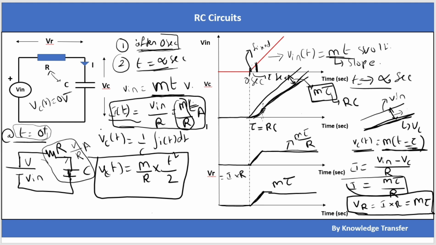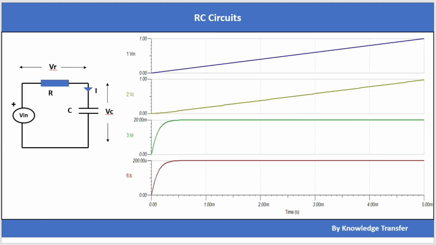Let's see, I have simulated the same circuit. Let's see what the circuit looks like. So here is the circuit which I have simulated. This is the Vin, which is a ramp, this is the VC, this is the VR, and this is the IC, the current flowing in the circuit.